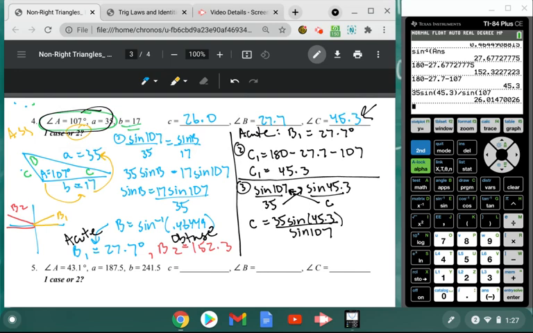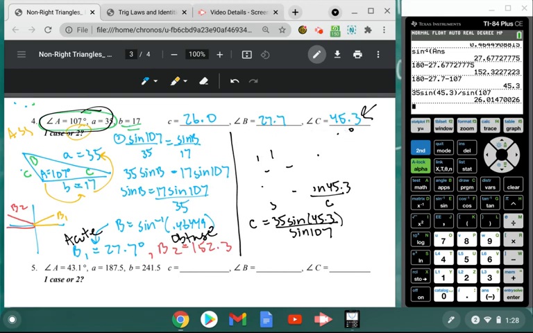Okay, so hopefully you wrote all of that down. If you are still writing, go ahead and pause. I'm going to actually erase the acute case, and then I'm going to go through and do the obtuse case. So I'm going to go ahead and erase all of this here. And then we'll go ahead and do the obtuse case.